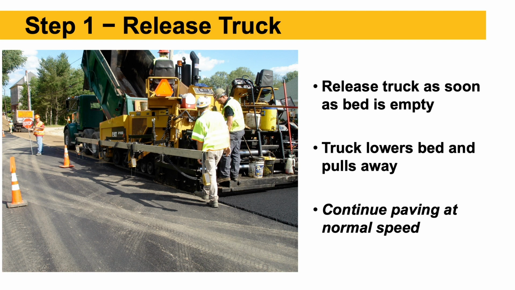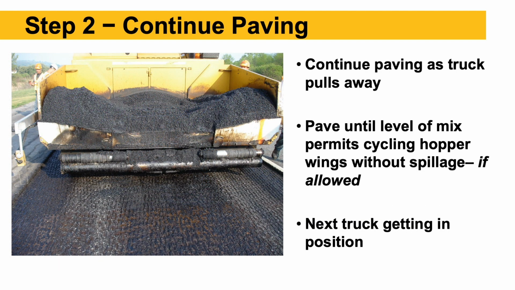So once the truck bed's empty, paver operator or the dump person's going to signal that driver, we're going to release that truck, let them go. Truck's going to lower the bed and pull away from the paver. The paver here in step 2 is going to just continue paving at normal speed as that truck pulls away. So we're going to pave until the level of mix, that mix level in the hopper, goes down far enough to allow us to cycle or fold those hopper wings.